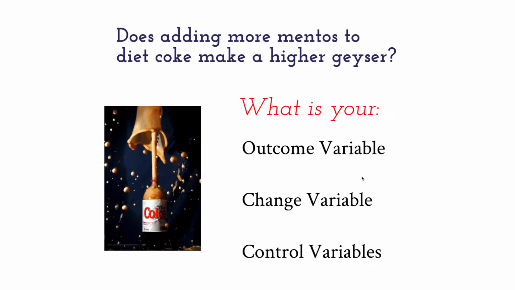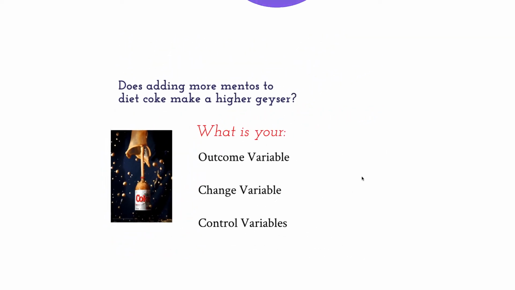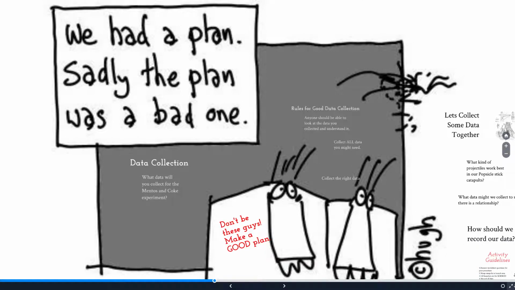Be sure that you understand what is the outcome you're trying to measure, what things are you going to change, and what things are you going to keep the same. And it's important to write these things down. Judges love to see them on your display board at the fair, and it also helps people understand your experiment. So then we talk a little bit about data collection, how we're going to collect our data and planning that.